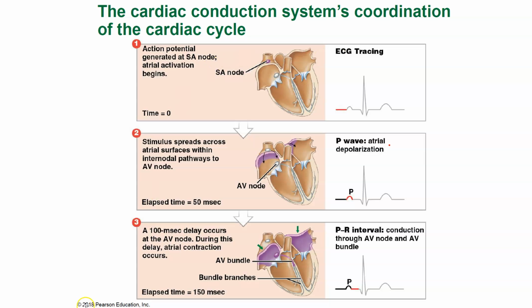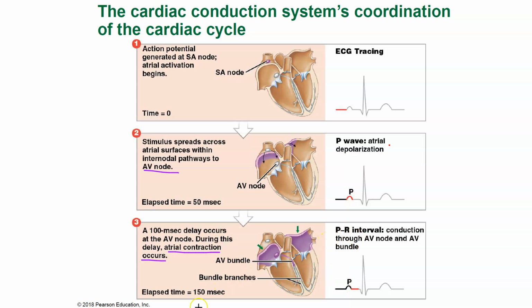Action potential is generated at the SA node. Atrial activation begins, and you can see here the milliseconds. Stimulus spreads across atrial surfaces within intranodal pathways to the AV node. So that action potential spreads through the atria. So there is atrial depolarization, and they're contracting. A 100 millisecond delay occurs at the AV node. So the atrial contraction occurs: depolarization, repolarization, P wave.